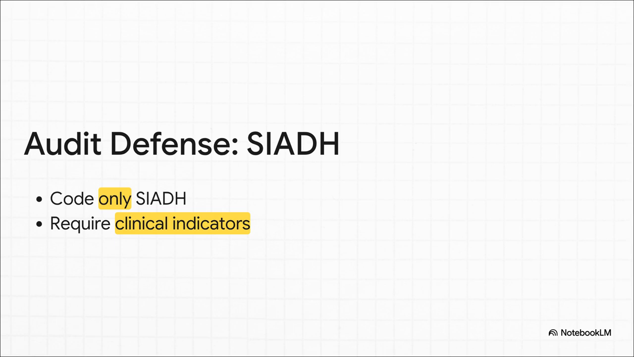And to defend this in an audit, you can't just slap the code on the claim and call it a day. You have to justify it with real clinical indicators. Did the diagnosis require therapeutic treatment? Did it extend their hospital stay or require extra nursing care? These are the exact guidelines you have to use to validate those secondary diagnoses and defend your DRG grouping.